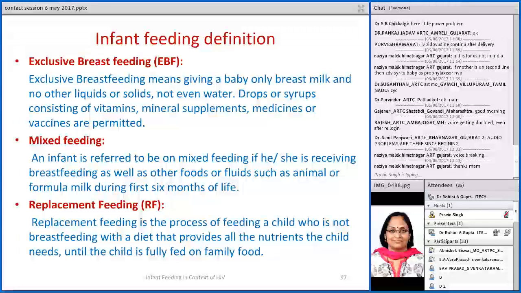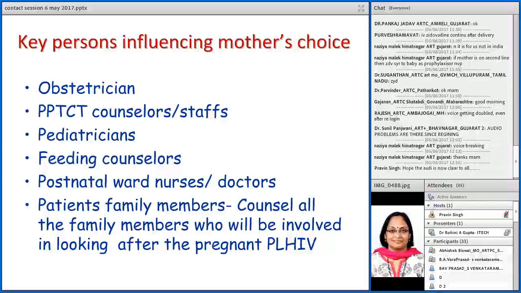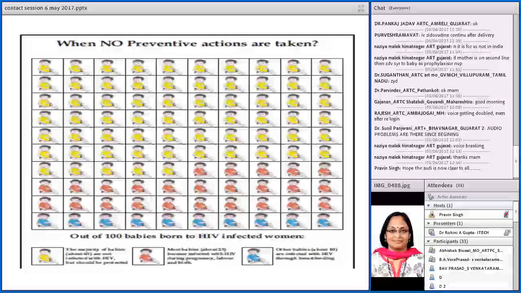Replacement feeding is the process of feeding a baby who is not on breastfeeding with a diet that provides all the nutrients the child needs until the child is fully fed on family food. So, who are the key persons influencing the mother's choice? The gynecologists, the PPTCT counselors, pediatricians, feeding counselors, postnatal ward nurses, doctors, patients, family members. All family members need to be counseled because they'll be involved in looking after the pregnant PLHIV.